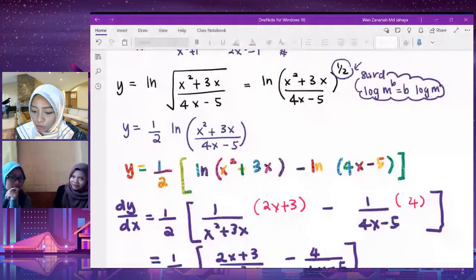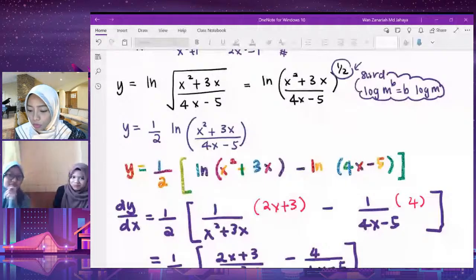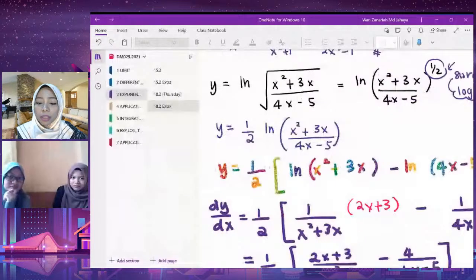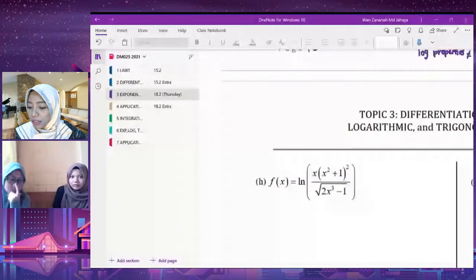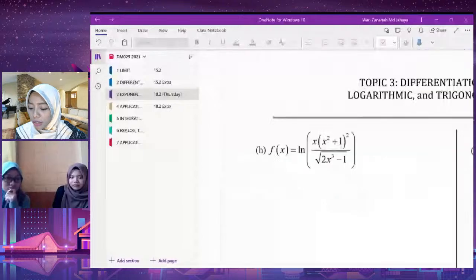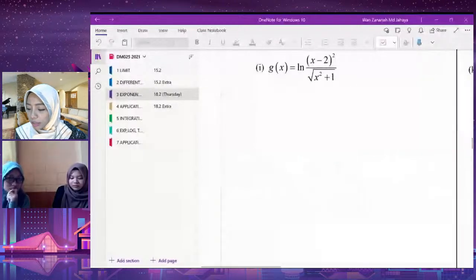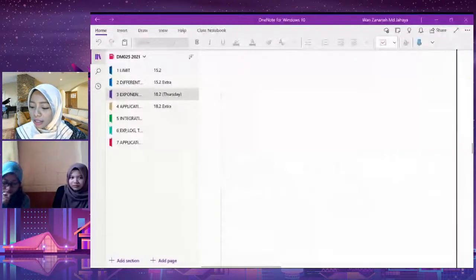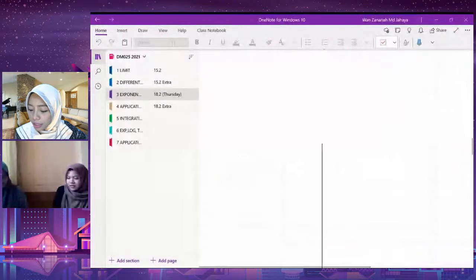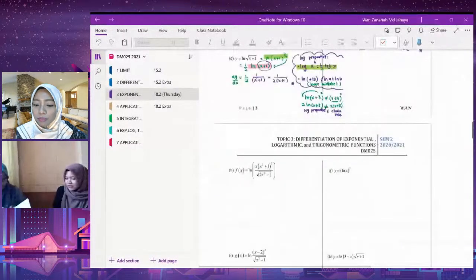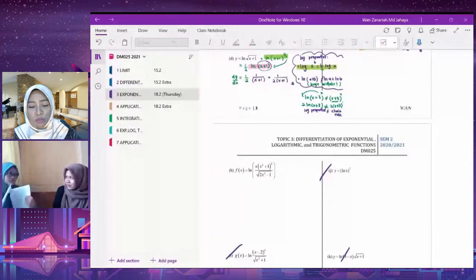So now, I'll call your names in the Telegram group, whoever has to solve HI and JK. This one and this one. Okay, so I think that's it for today.